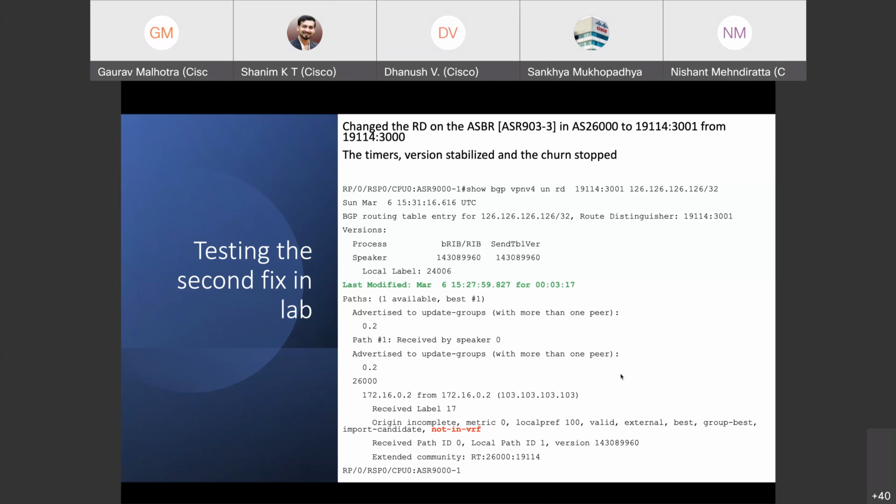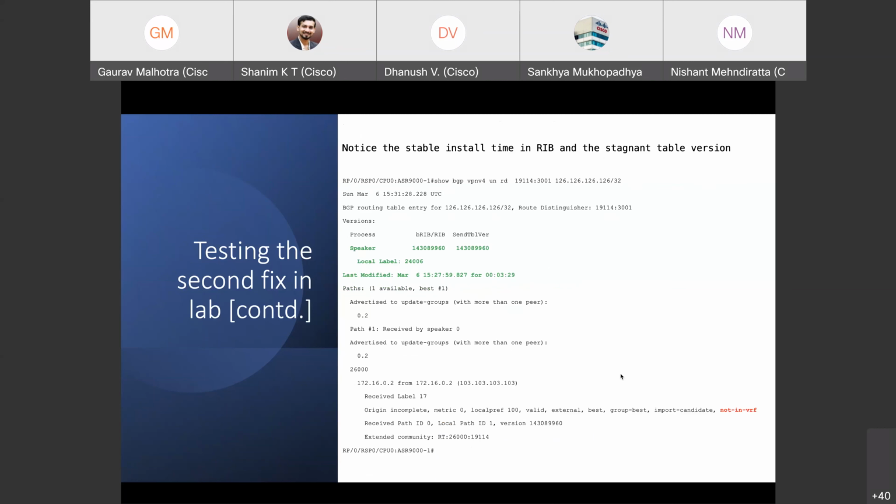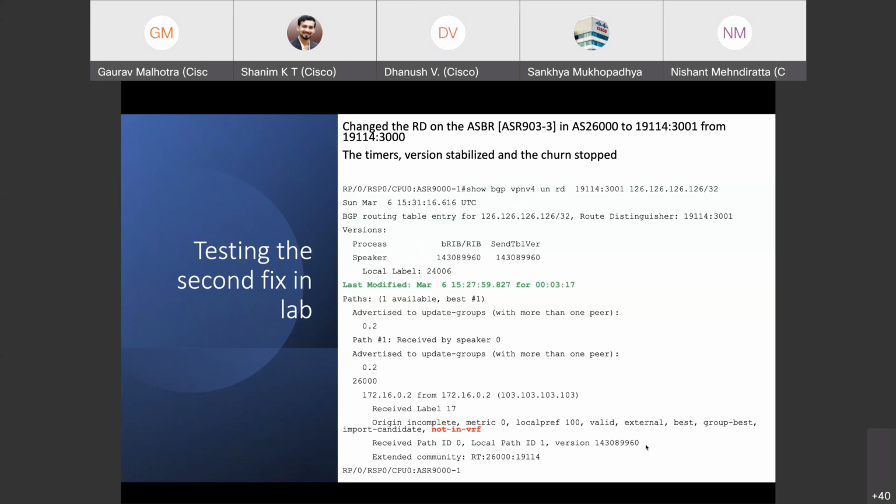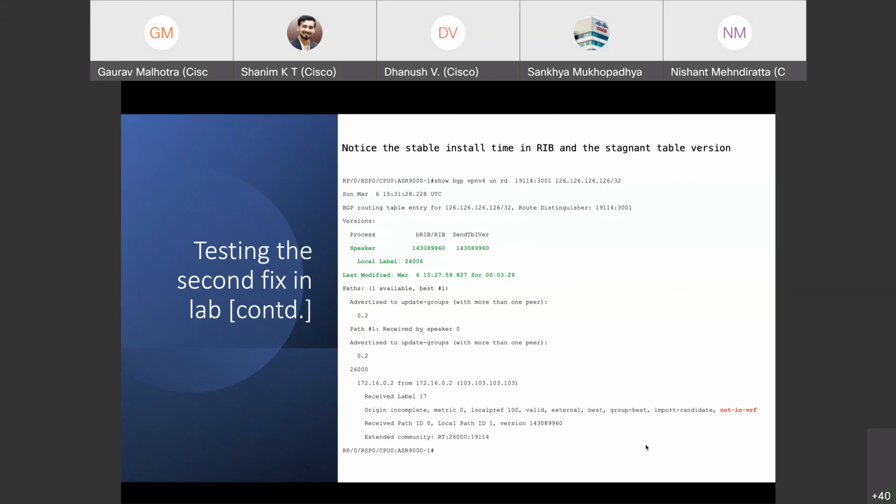The prefixes started stabilizing. You can see it's stable for about 3 minutes and 17 seconds. But the customer wanted to do this actually in the production environment. This is just a subsequent output of the same command. It just shows that it went up from 3 minutes 17 seconds to 3 minutes 29 seconds.